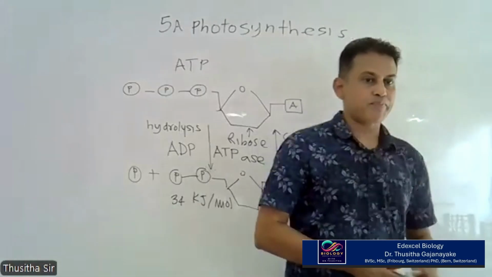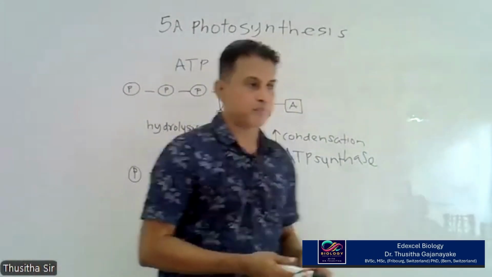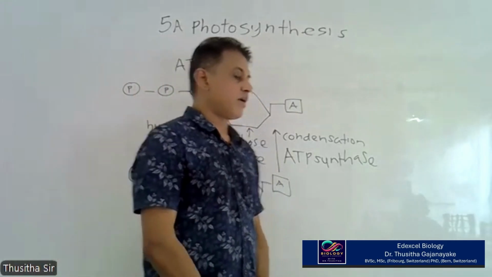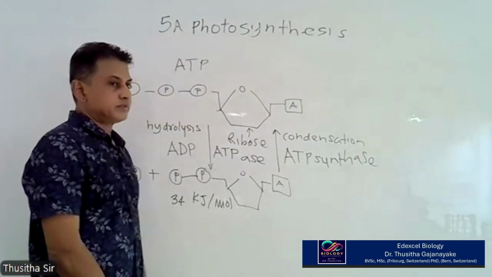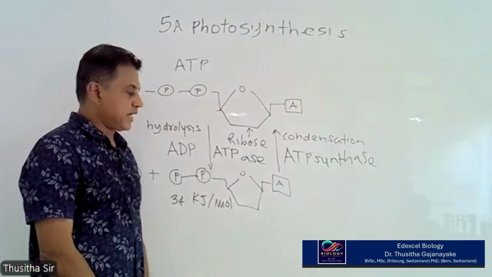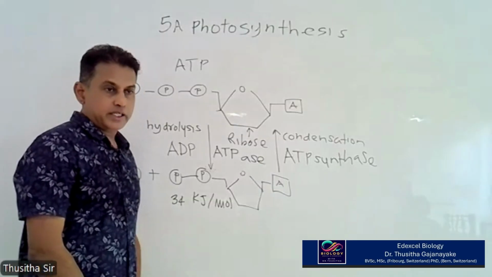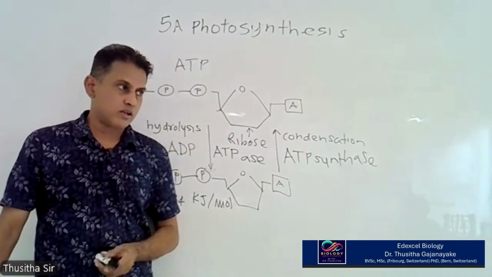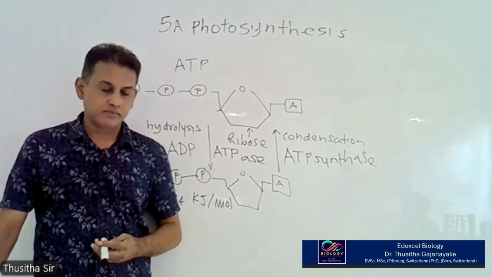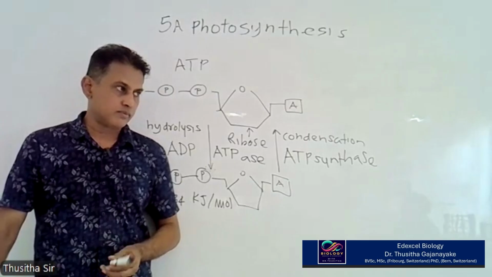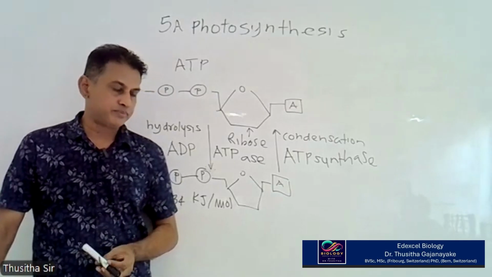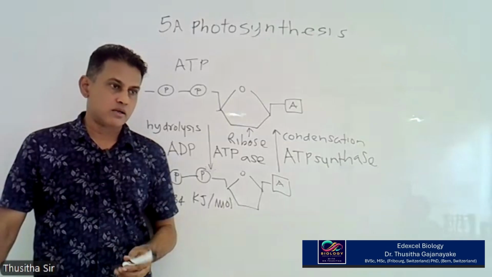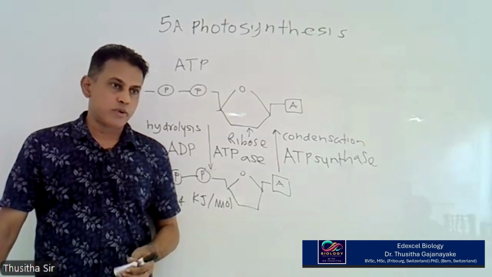Number 1, rapid turnover. In front of that you can write, it can convert to ADP to release the energy, and resynthesize to produce ATP.